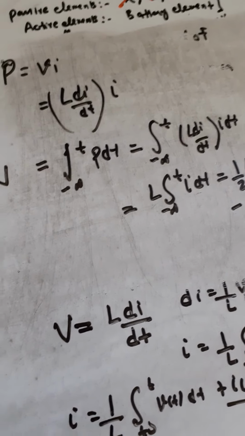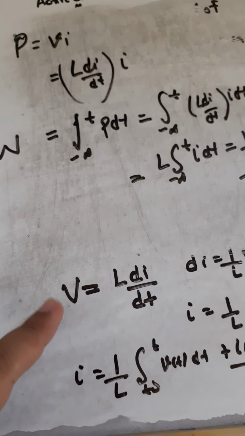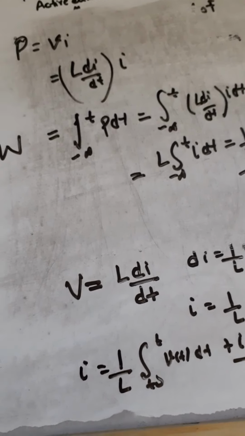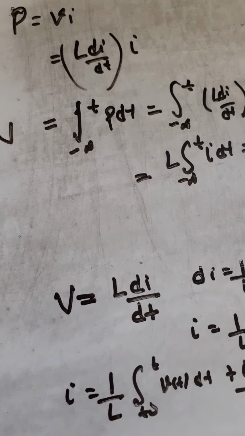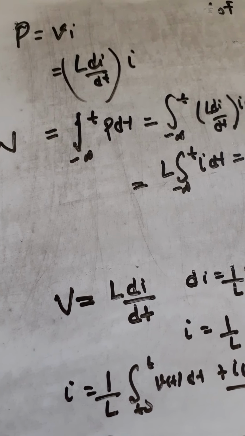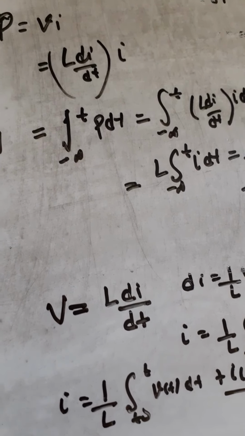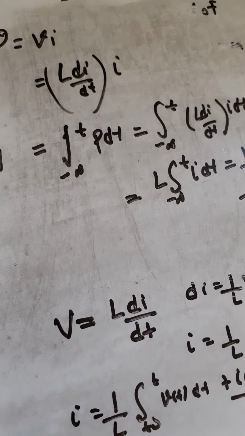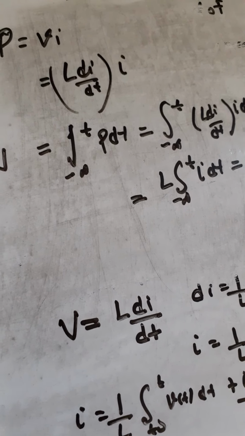Certain important points we can see from equation 1: the voltage across an inductor is 0 when the current is constant. If the current is not varying, di by dt is 0, so this becomes L into 0, which is 0. So we can safely say, according to the equation, that the inductance opposes an abrupt change in current through it.